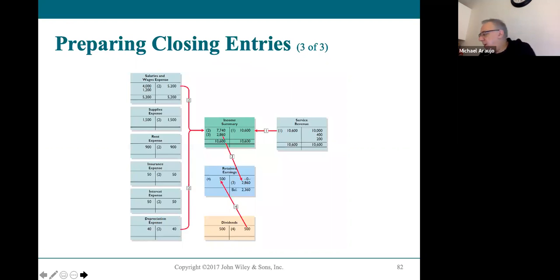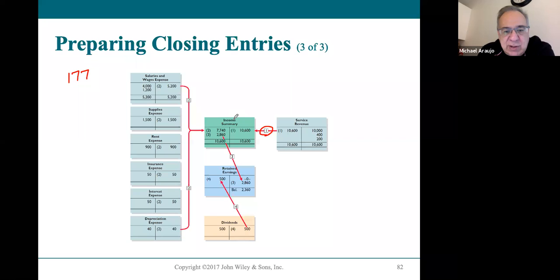There's a graphic of this on page 176, I believe, no, 177. So this is on page 177 in your book. And it just basically shows the step. The very first step is we close service revenue with a debit and move that money over to income summary. This is your temporary account.